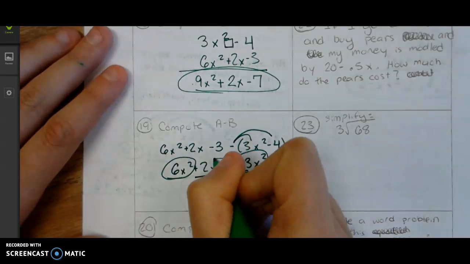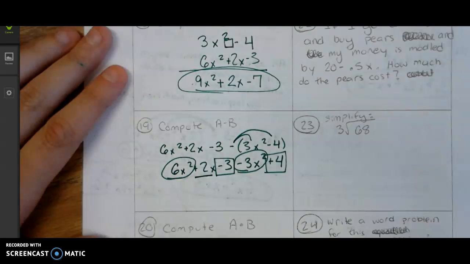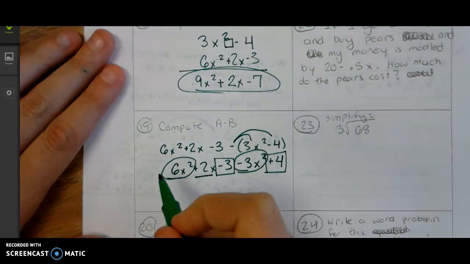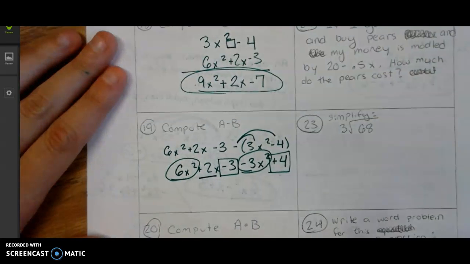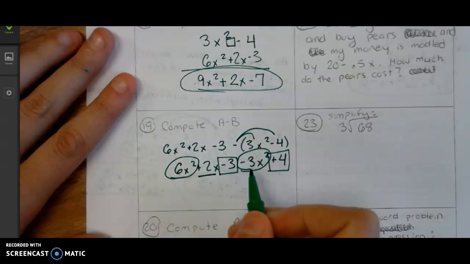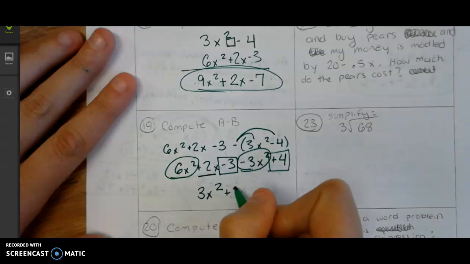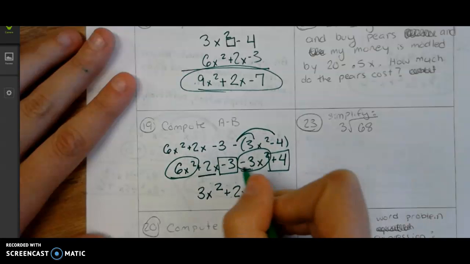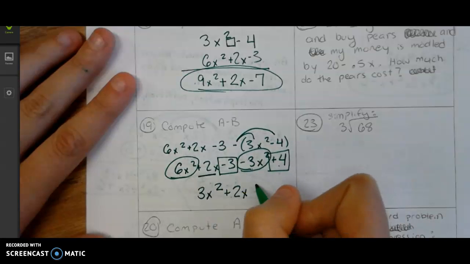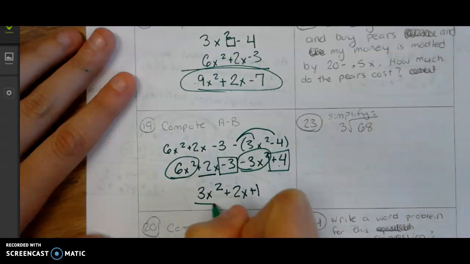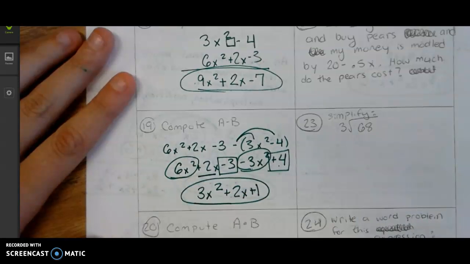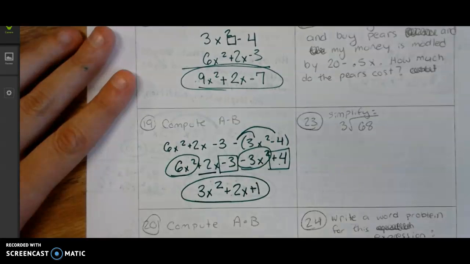Once again, I like using the shape method because I now know that I have 3 shapes, so I should have 3 terms in my answer. 6 minus 3 is 3. This is the only x. And 4 minus 3 is 1. So that is the answer for subtraction.